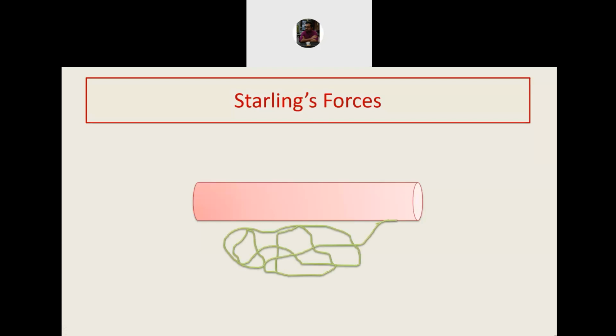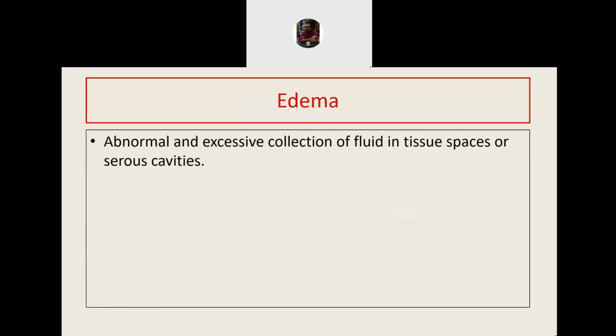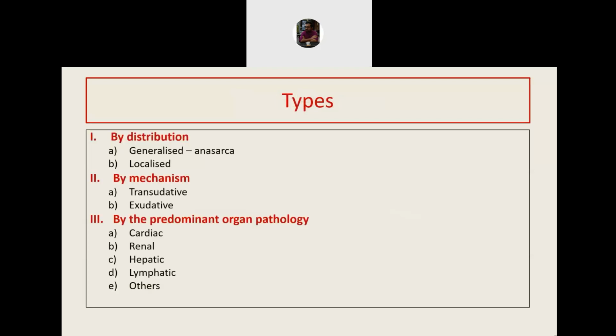So if there is any increase in hydrostatic pressure or any decrease in the colloidal osmotic pressure, the fluid will be outside. And excess fluid outside the blood vessel is known as edema. Hence, edema can be defined as an abnormal and excessive collection of fluid in tissue space or serous cavity like pleural sac or pericardial sac. Why will fluid accumulate outside the blood vessel? This can happen due to various mechanisms.